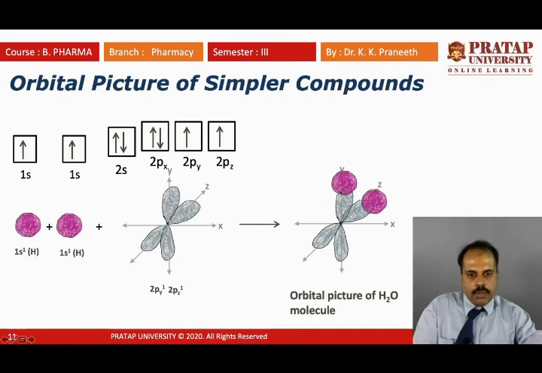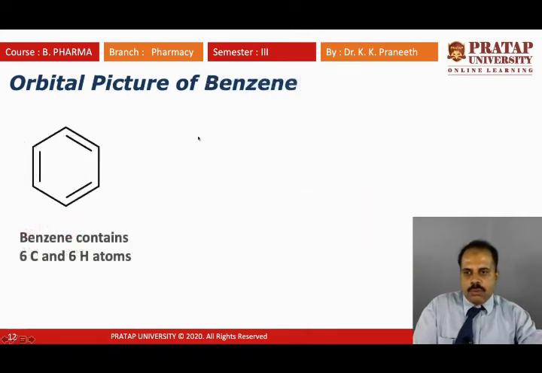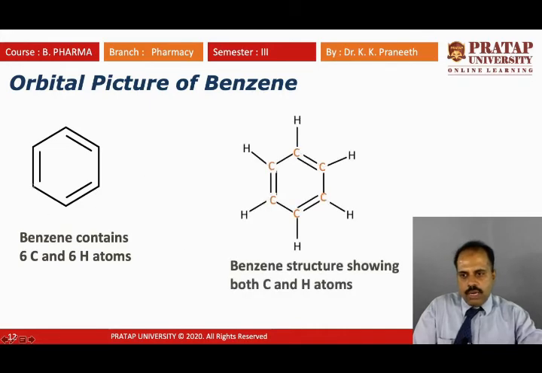Now let's move on to see the orbital picture of benzene. We cannot complete the orbital picture of benzene in today's class, but let's see some introduction. Before looking into the orbital picture of benzene, let's see the structure of benzene, right? We already know that benzene has 6 hydrogens and 6 carbons. Normally we write the structure of benzene without clearly mentioning how many hydrogens and carbons. It should be understood.